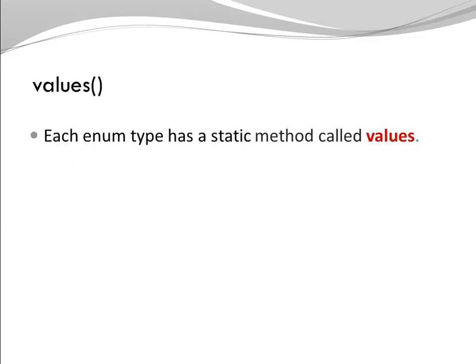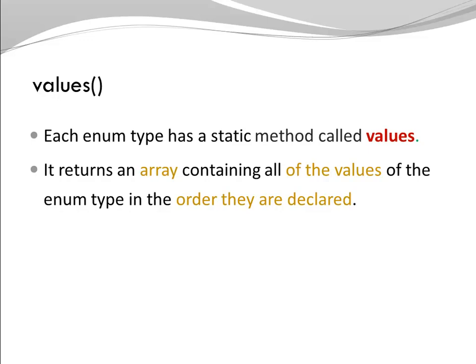And the last thing I want to show you is a static method that is available to all enums. It is called values. Values will give me an array with all my different enum constant values.